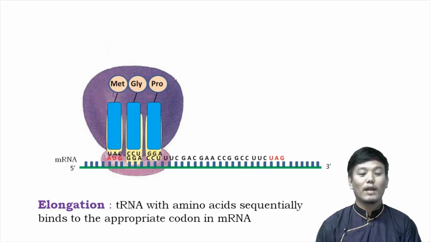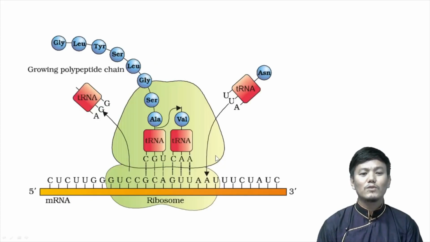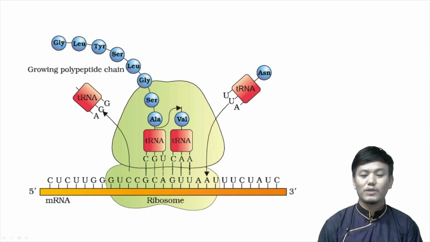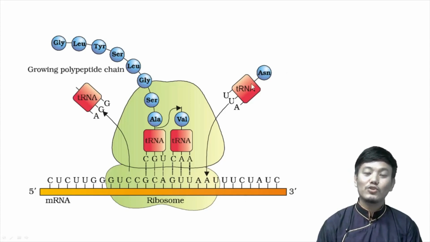And during elongation, what happens? The tRNA with amino acids sequentially binds to the appropriate codon in the mRNA. So that is the elongation process. In the picture given in your textbook, we can clearly see that on the mRNA, the ribosome moves one codon at a time, and the specific tRNA will come and bind at the codon by recognizing it through its anticodon, and it will bring amino acids, and there is formation of peptide bonds with each other.